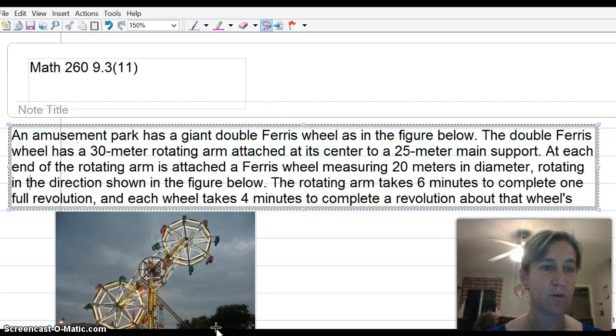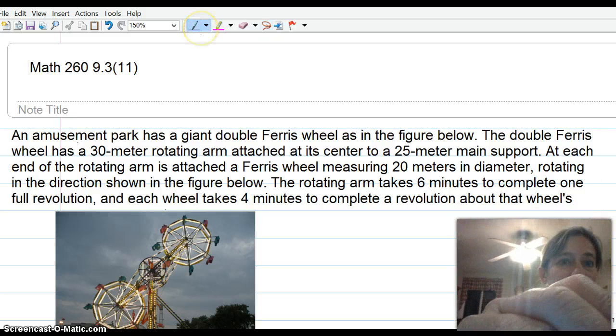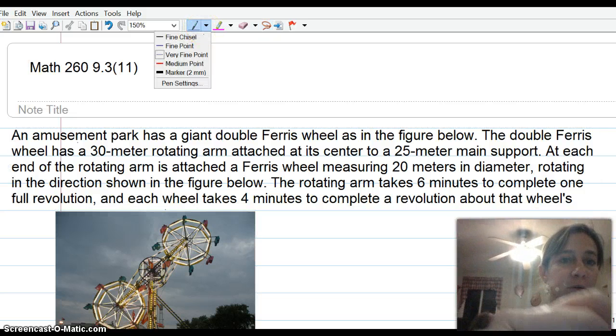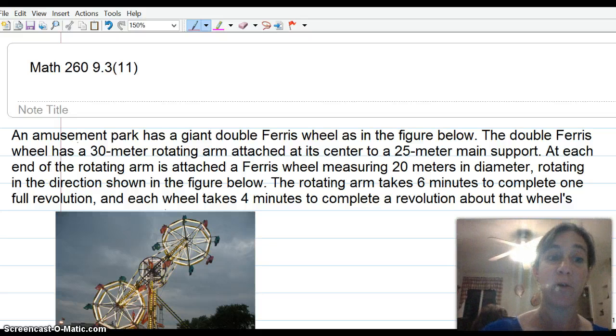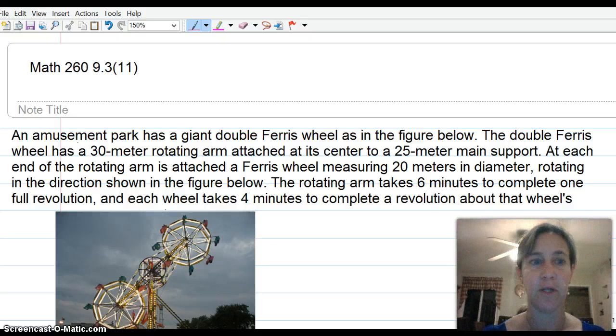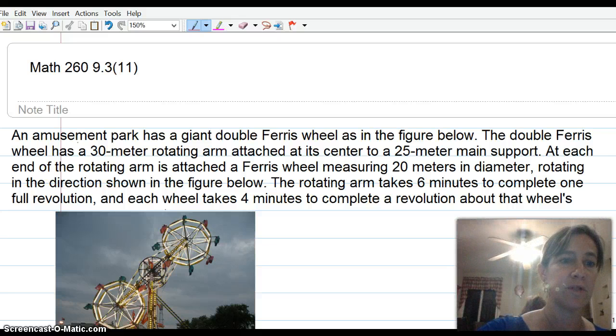Here we're looking at the Ferris wheel problem from chapter 9. The first thing we should identify here is what exactly is a double Ferris wheel. So we've found a picture of a double Ferris wheel, and here I have a better picture than the one in the book given below. It has a large rotating arm that's 35 meters.